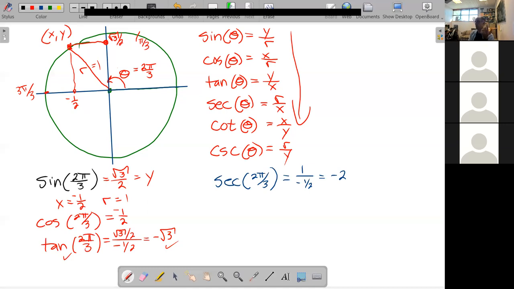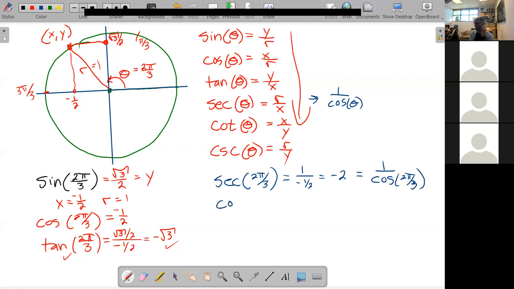Alternative way is to remind myself that the secant is also 1 over the cosine of theta. So on my calculator, I can plug in, hey, calculator, what is 1 over the cosine of 2 pi over 3? It should say it's -2. So there are ways to use our calculator, even if they don't have secant buttons. Some do, some don't. All right, where are we?